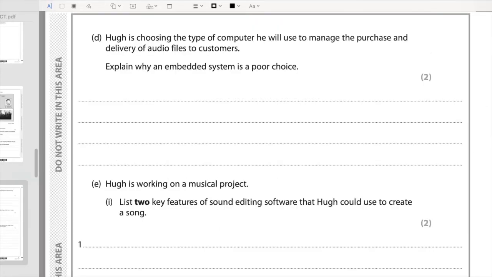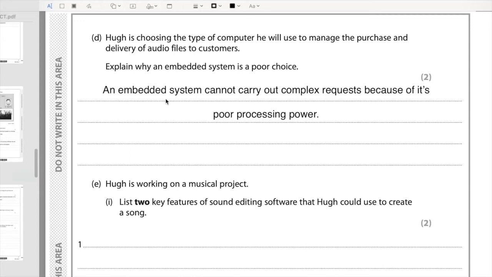D. Hugo is choosing the type of computer he will use to manage the purchase and delivery of audio files to customers. Explain why an embedded system is a poor choice. Now, an embedded system is a very limited computer. It is a computer that you might get in a washing machine or something like that. It's very limited, and it would contain very minimal processing power and none, if any, RAM. So it wouldn't run very quickly. So it's a poor choice because of that. So I've written an embedded system cannot carry out complex requests because of its poor processing power.